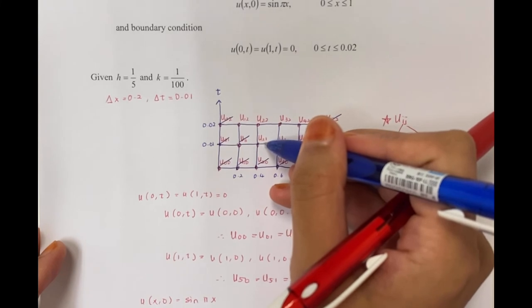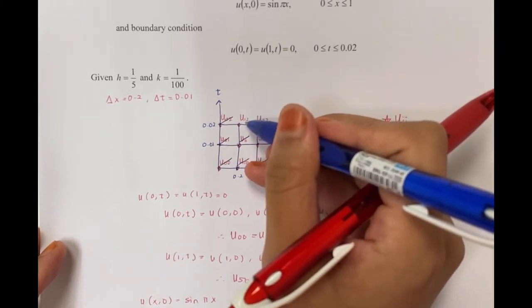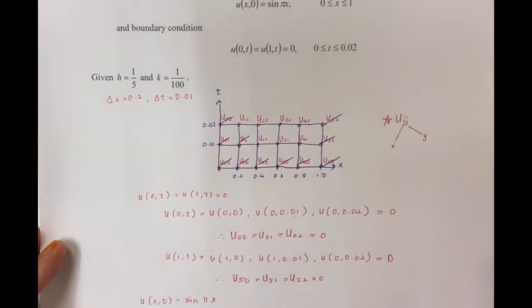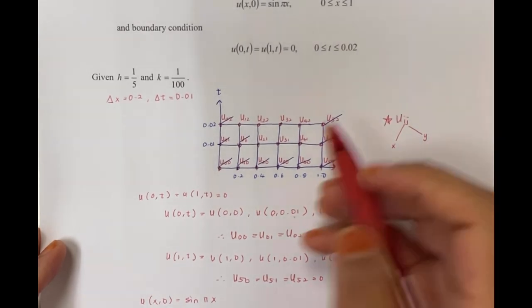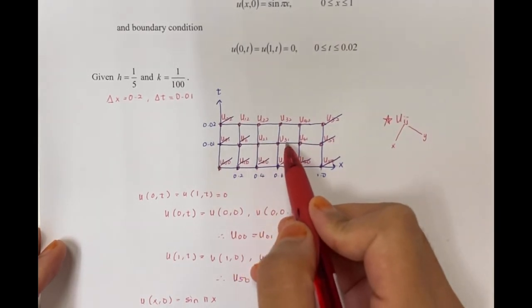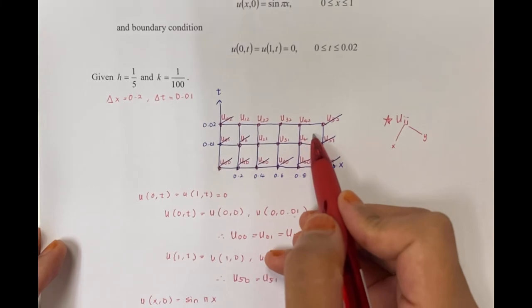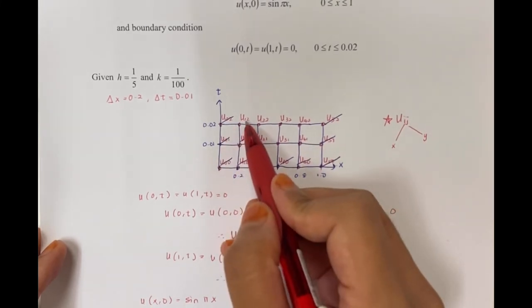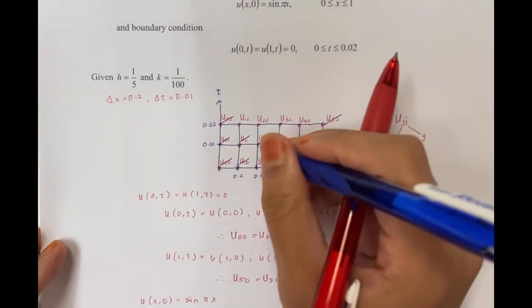Do not skip this u21 and find u12. Do not. Solve row by row. So find u21, then u31, u41. Then, only then, you can proceed with u12. Okay, so now u21.